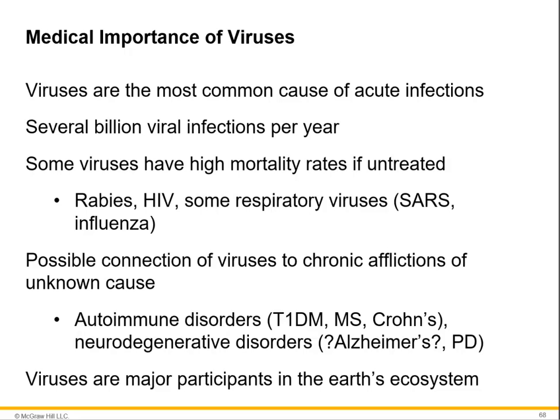HIV has a very high mortality rate if left untreated, higher than 90%. Some respiratory viruses also have high mortality rates, and some hemorrhagic diseases, hemorrhagic fevers as well. Then there's a possible connection of viruses to chronic diseases that we don't know the cause of yet. For example, there's a lot of evidence to suggest that several autoimmune disorders might be triggered by viral infection, such as type 1 diabetes, multiple sclerosis, or Crohn's disease. Then there's also some evidence linking neurodegenerative disorders to viral infection as well. So examples there would be Alzheimer's disease and Parkinson's disease.